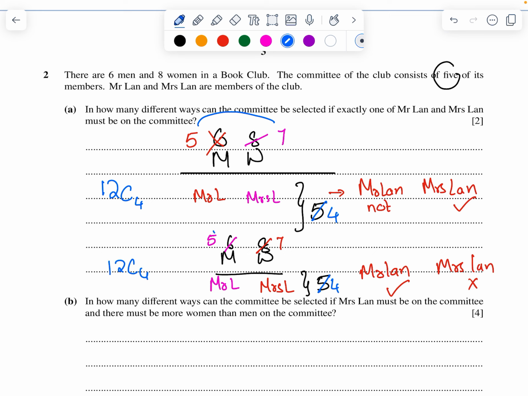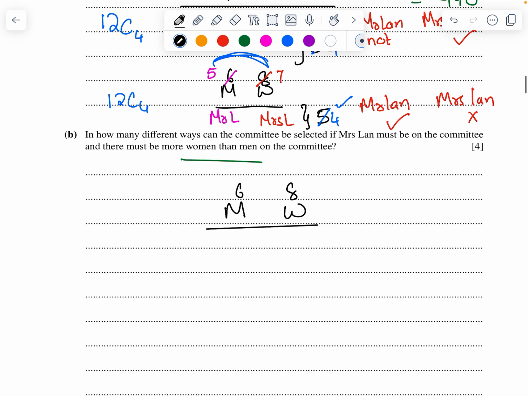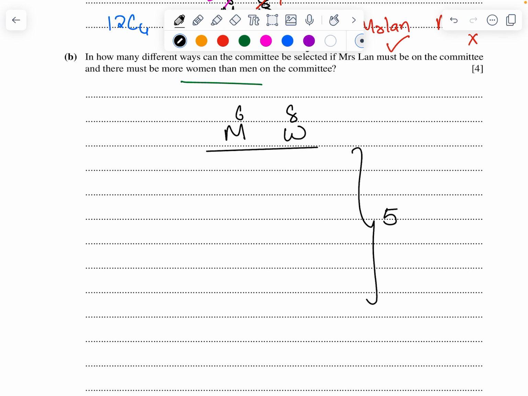So the total final answer is 12C4 plus 12C4, which is going to be 990. That is the answer. In how many different ways can the committee be selected if Mrs. Lan must be on the committee and there must be more women than men? So men is 6 and women is 8, and I should always have totally 5 members. Now Mrs. Lan must be on the committee.